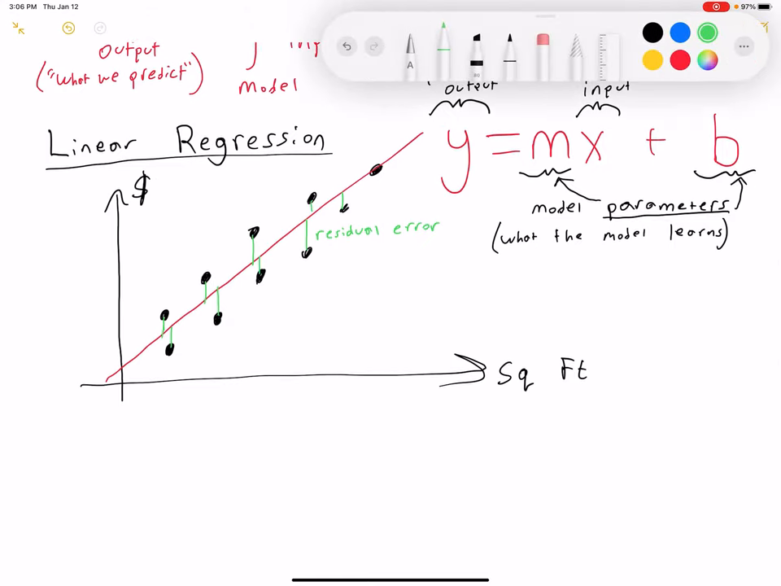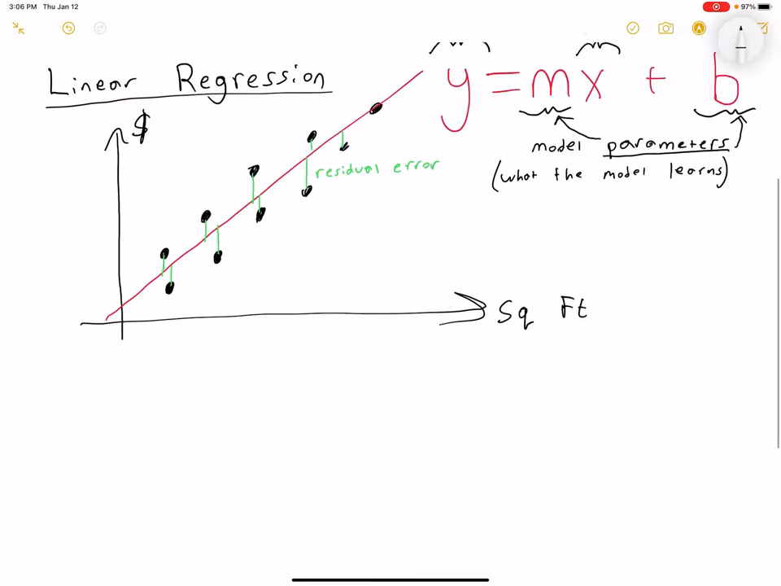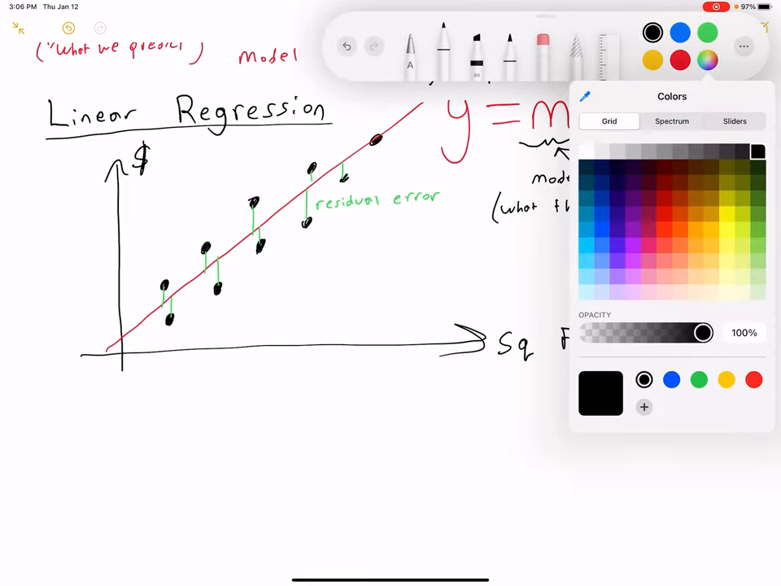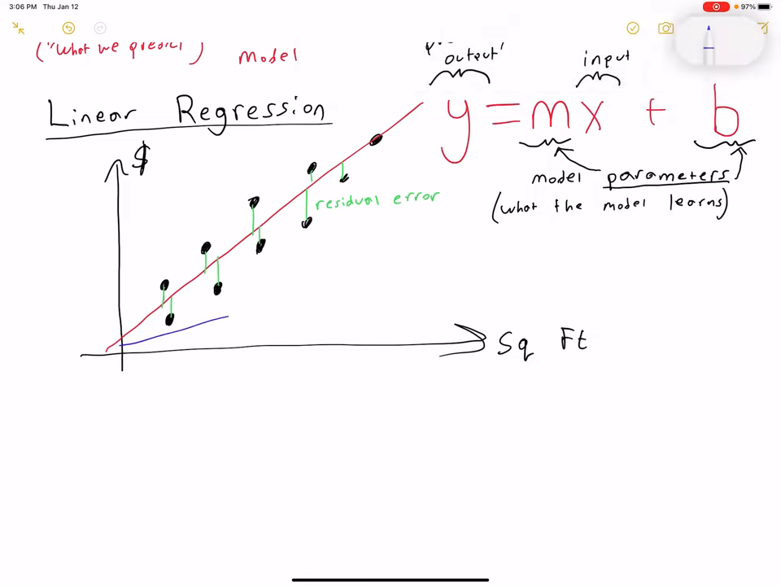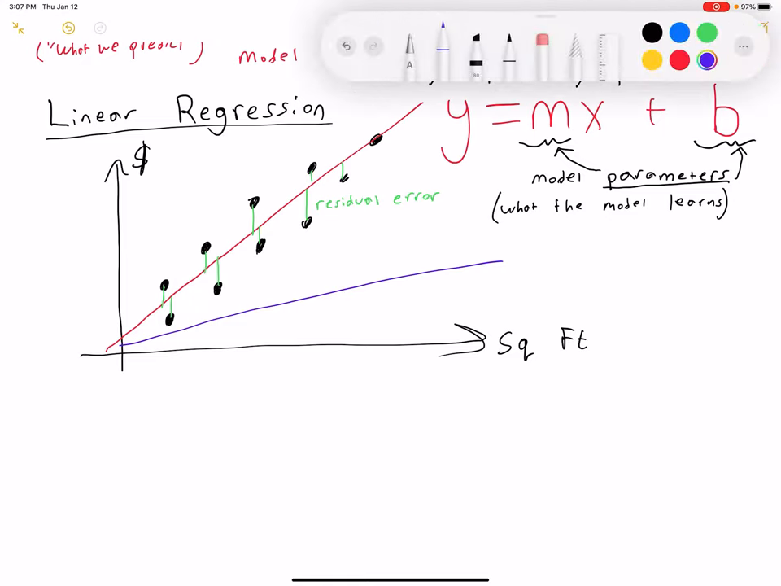This would be in contrast to, for example, let's draw another line in a different color. We could also have this line, but this line would have really large residual errors. The green lines would have a really high value when you sum them up.